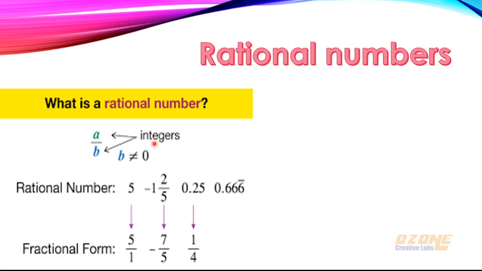Then if some number is written in the form of a by b, those numbers are called rational numbers. Here some examples are given for rational numbers. 5 we can write in the form 5 by 1. Minus 1 2 by 5 can be written as minus 7 by 5, changing to an improper fraction. 0.25 can be written as 1 by 4. All these numbers are considered as rational numbers.